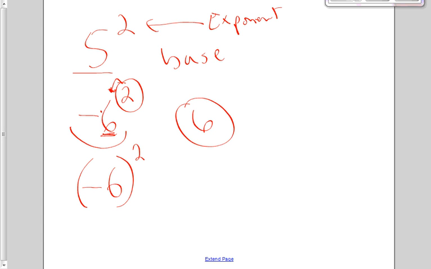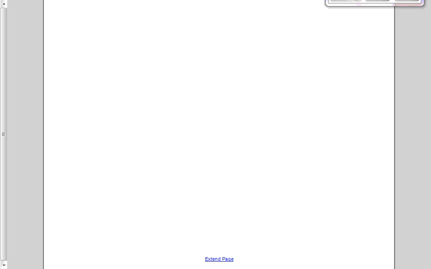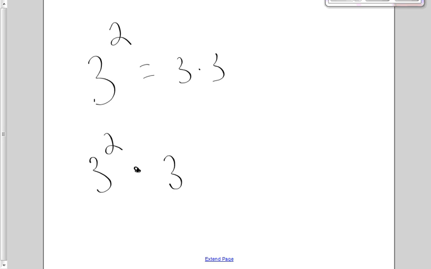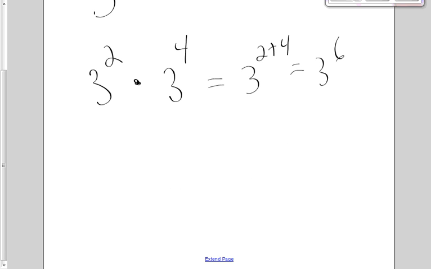All right, so let's take a look at some basic power questions. Let's consider having 3 squared. We know that that's 3 times 3. Well, if we have 3 squared multiplied by 3 to the 4, the rule is when you multiply powers of the same base, we can add their exponents. So if that were true, then this would become 3 to the 2 plus 4, which equals 3 to the 6. Well, let's explore this.